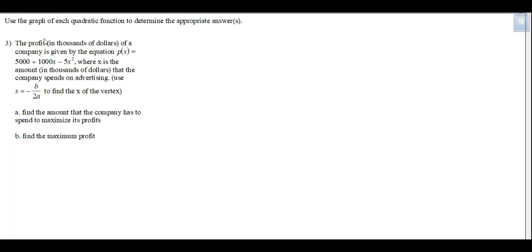In this one, the profit in thousands of dollars of a company is given by the equation P of x equals 5,000 plus 1,000x minus 5x squared, where x is the amount in thousands of dollars that the company spends on advertising. Use the axis of symmetry equation to find the x of the vertex.